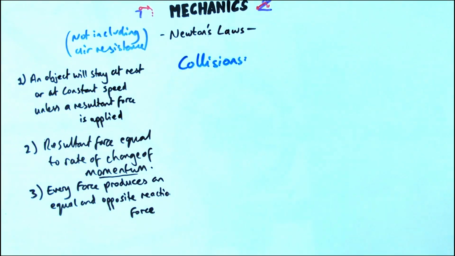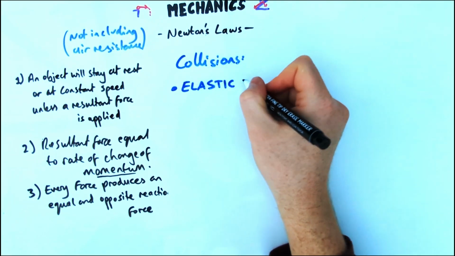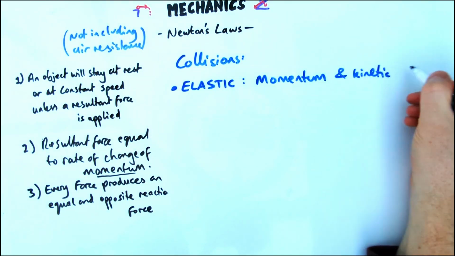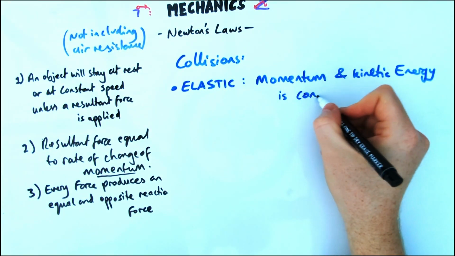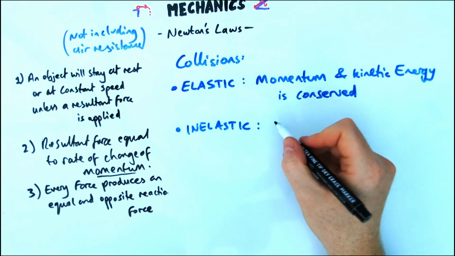So there are two types of collisions overall, and we've got elastic collisions and inelastic collisions. Elastic collisions are defined by momentum and kinetic energy being conserved, i.e. being the same before and after. Inelastic collisions, you've only got momentum being conserved, kinetic energy is not.